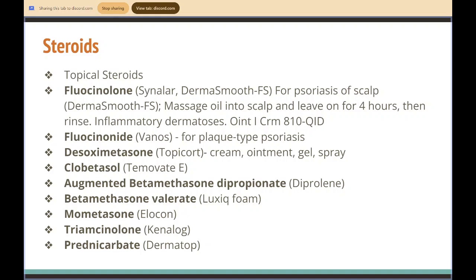Desoximetasone is known as Topicort. This is available in cream, ointment, gel, and spray. Clobetasol, which is Temovate E. Now, clobetasol, can anyone tell me what potency that is? And there's a specific area or several specific areas of the body where you're not supposed to use clobetasol.